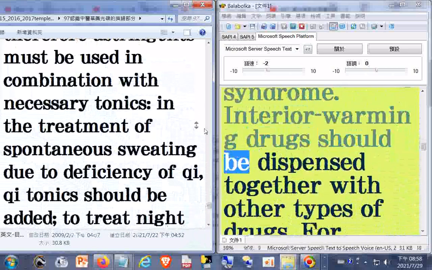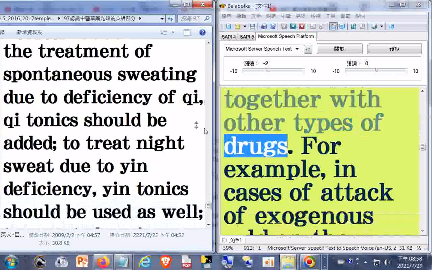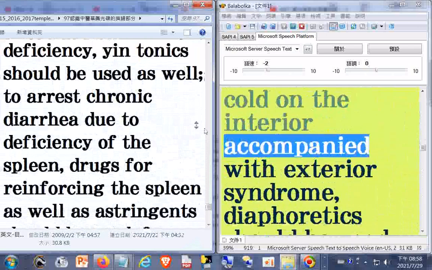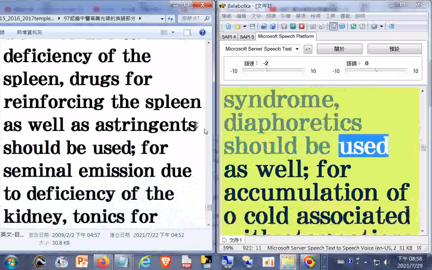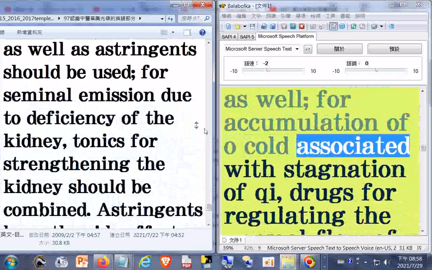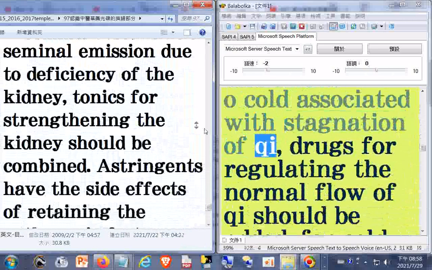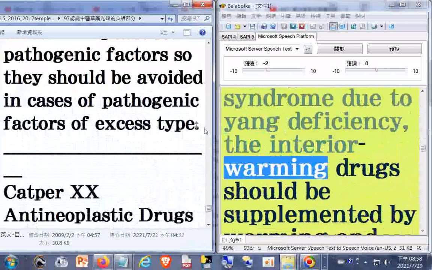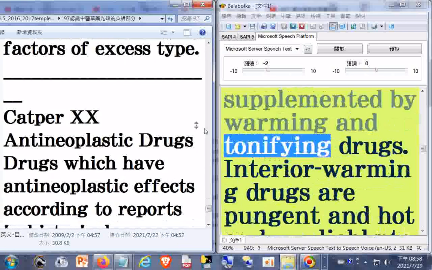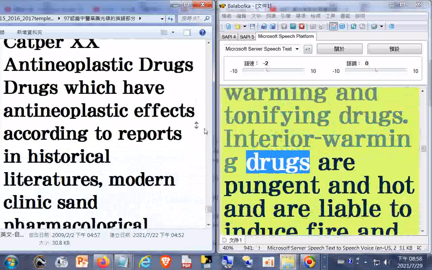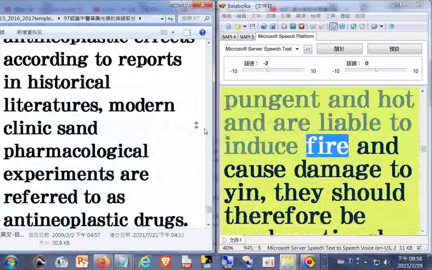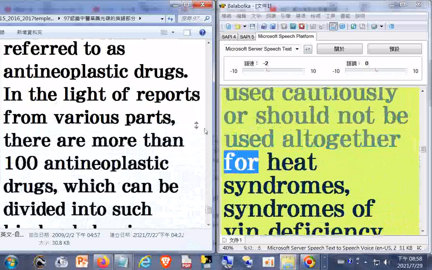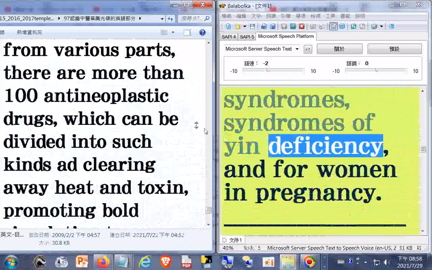Interior warming drugs should be dispensed together with other types of drugs. For example, in cases of attack of exogenous cold on the interior accompanied with exterior syndrome, diaphoretics should be used as well. For accumulation of cold associated with stagnation of qi, drugs for regulating the normal flow of qi should be added. For cold syndrome due to yang deficiency, the interior warming drugs should be supplemented by warming and tonifying drugs. Interior warming drugs are pungent and hot and are liable to induce fire and cause damage to yin. They should therefore be used cautiously or should not be used altogether for heat syndromes, syndromes of yin deficiency, and for women in pregnancy.